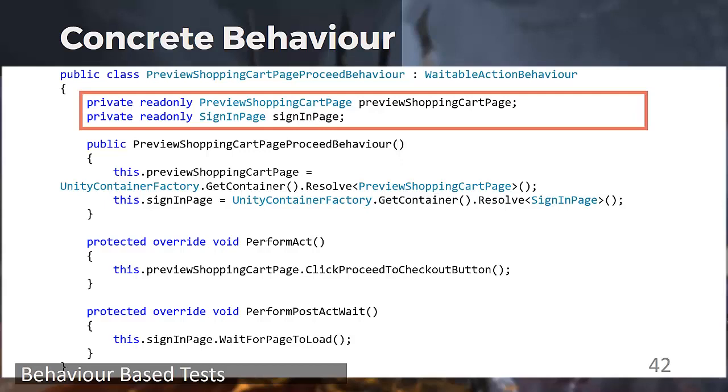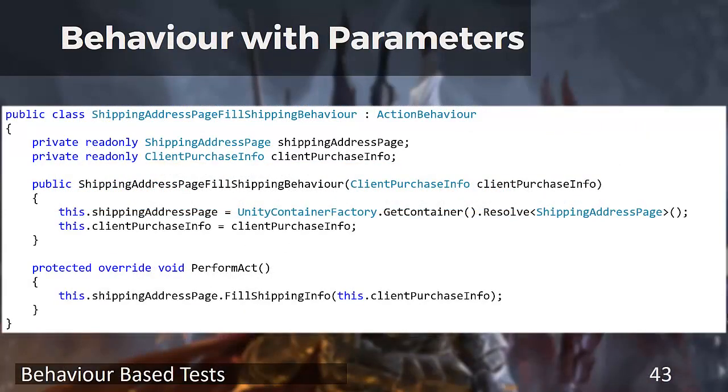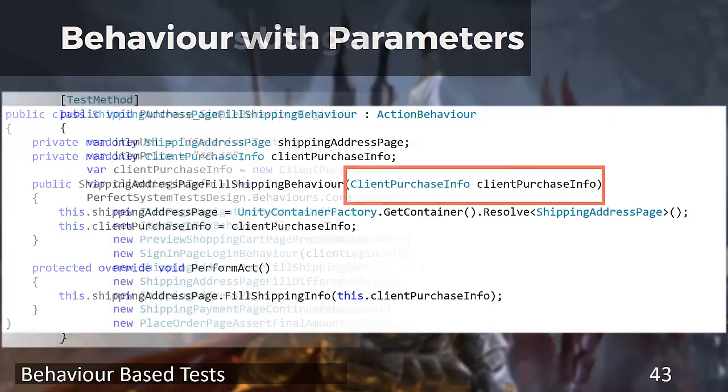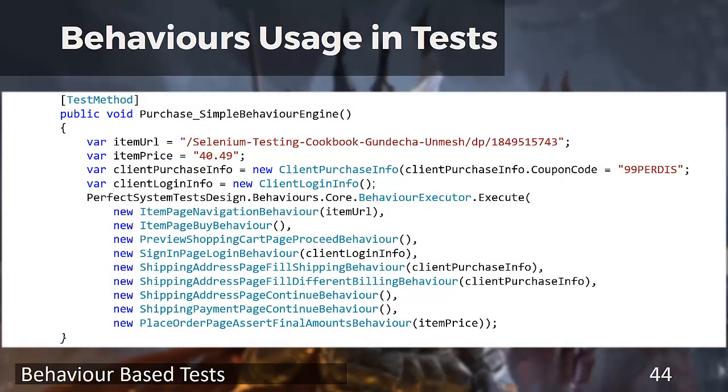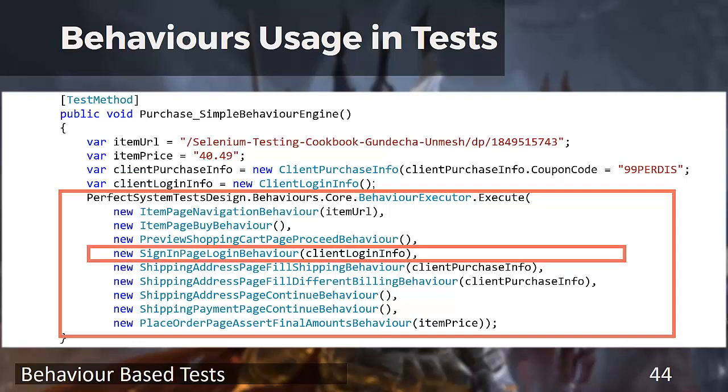The behaviors hold private instances of all dependent pages or other services. They are initialized in the behavior's constructor through the Unity IOC container. The specific behaviors can accept custom parameters if needed. The behaviors are added as a list to a specific behaviors executor that is responsible for executing them in the appropriate way. If the behavior depends on any data, it is passed to its constructor.